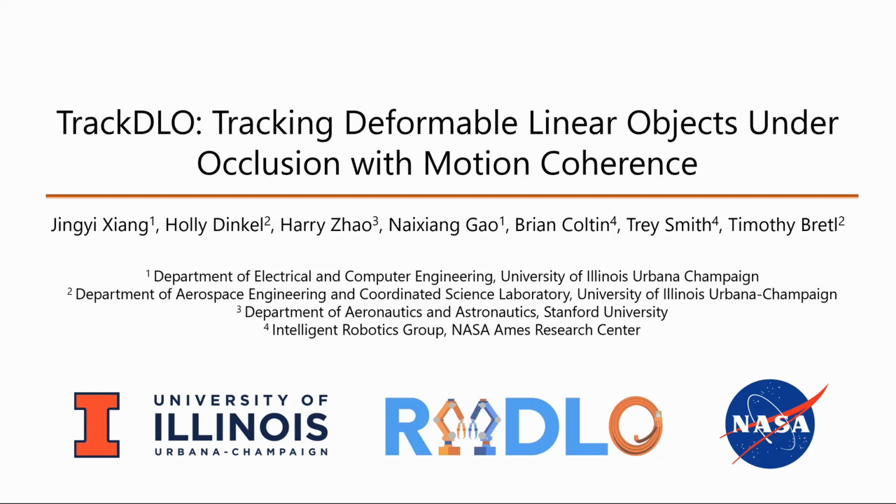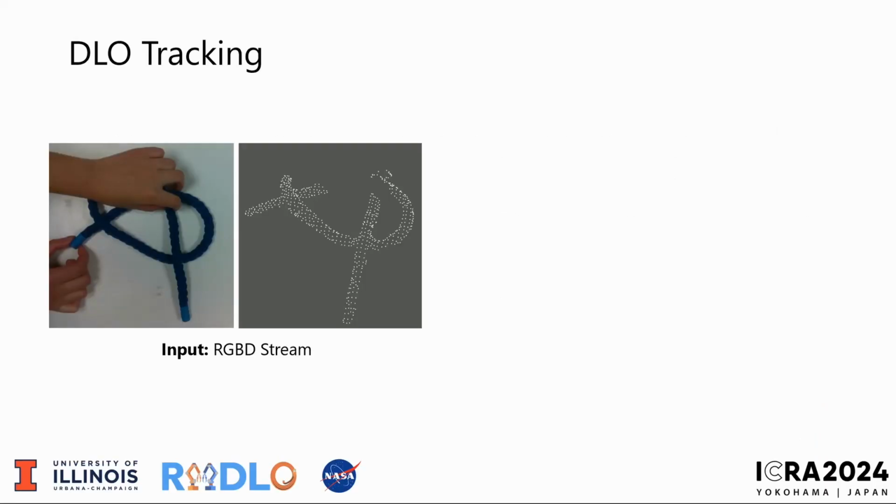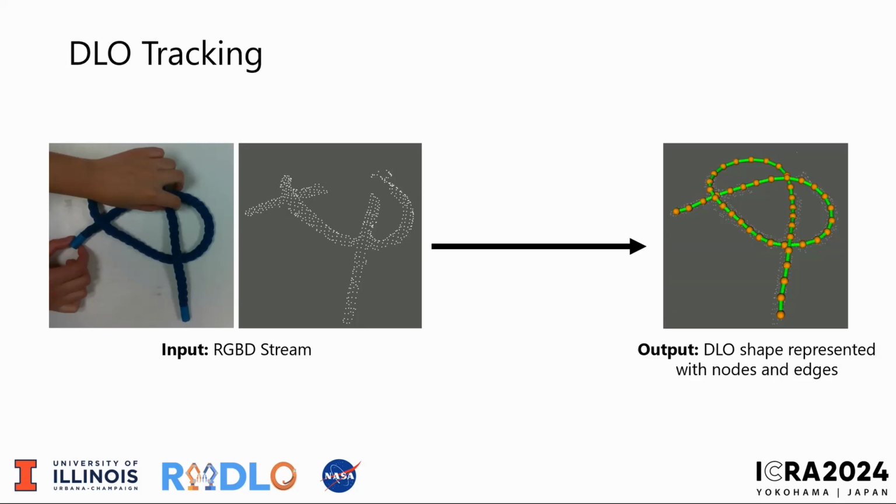In this work, we present TrackDLO, a method for tracking the shape of deformable linear objects under occlusion. Deformable linear object shape tracking takes an RGB-D stream as input, then extracts a set of nodes and edges to represent the shape of the object. One of the approaches for solving this problem is non-rigid registration.